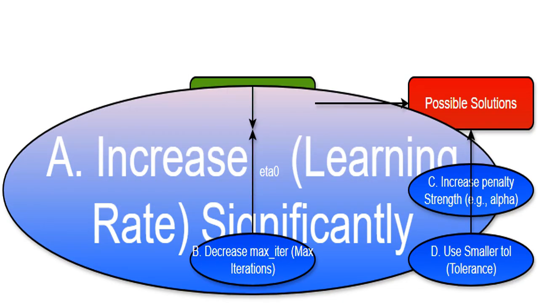Increasing the learning rate, eta0, significantly could be a bad idea. Think of the learning rate as the step size when searching for the best solution. Too big a step, and you might overshoot the best point, bouncing around erratically and never settling. It could prevent the model from converging to a good solution. It's like trying to walk across a tightrope with giant strides.